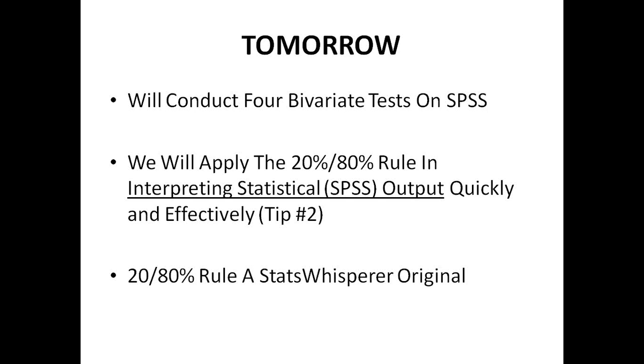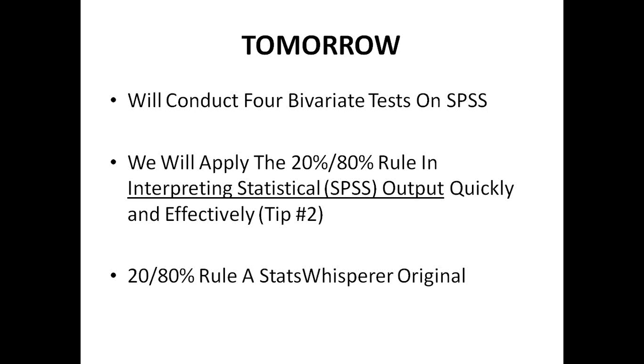All right, tomorrow we'll do another little webinar like this, a very short one, just on tips. Tips shouldn't be too long, or else they're lessons, right? So we'll conduct the 4 bivariate tests. Now that's not the most exciting thing. The most exciting thing is we're going to get the output, and we're going to apply the 20-80% rule in interpreting the statistical output quickly and effectively.